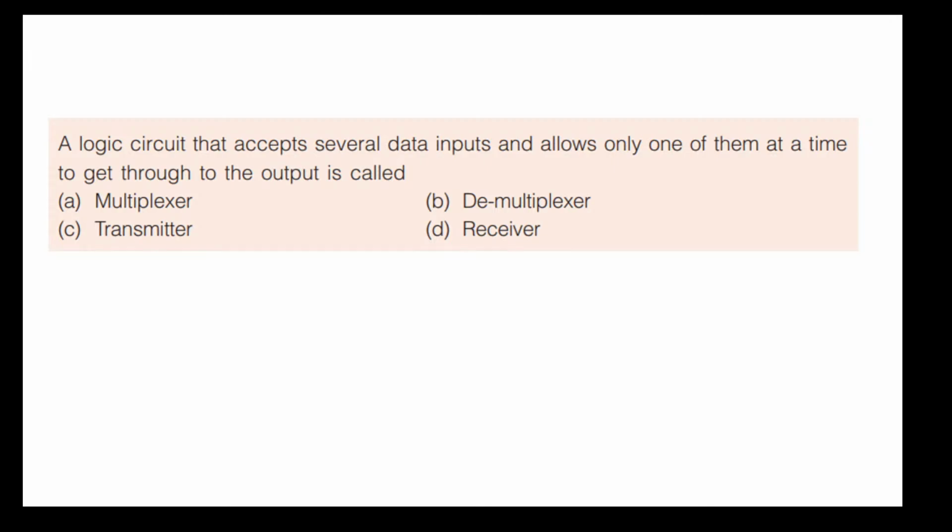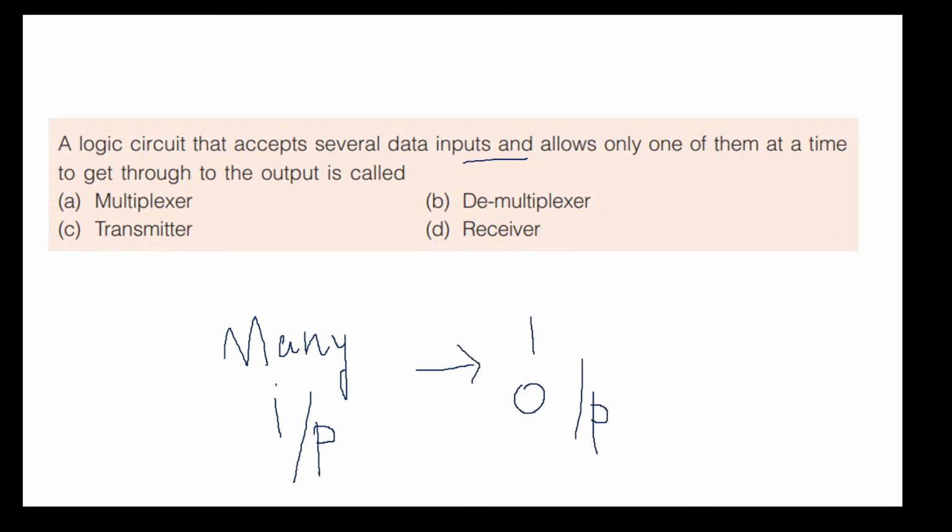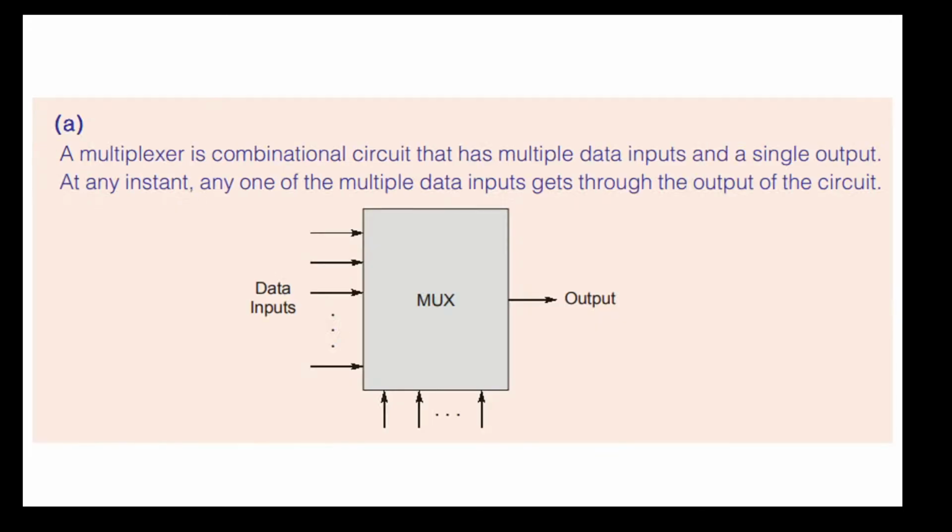A logic circuit that accepts several data inputs and allows only one of them at a time to get through to the output is called as. This is a very simple question. It is having several inputs, means many inputs. And what is the second term saying? It allows only one of them to get through the output. That means many inputs and a single output. So what is this device? Very easy, multiplexer. Multiplexer is nothing but many to one, right? So this is just a simple question, multiplexer.